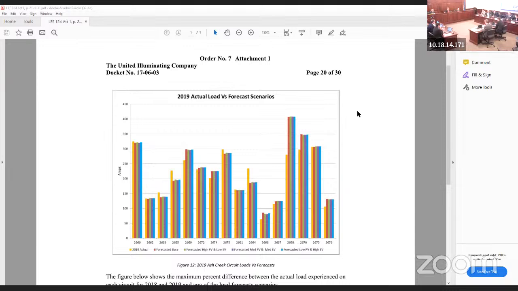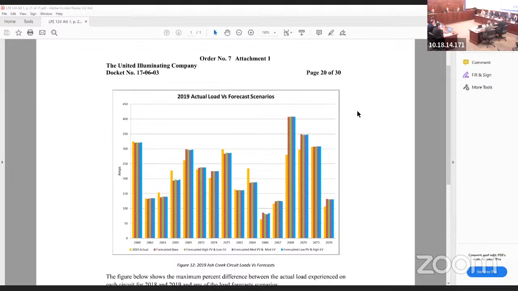So the company's internal forecasting is more at the system level. We calculate sales and then convert that to a system peak, and then those are allocated to our substations to assess for substation capacity. So the system level forecast did inform this forecast for the Ash Creek substation, but it was a separate forecast.